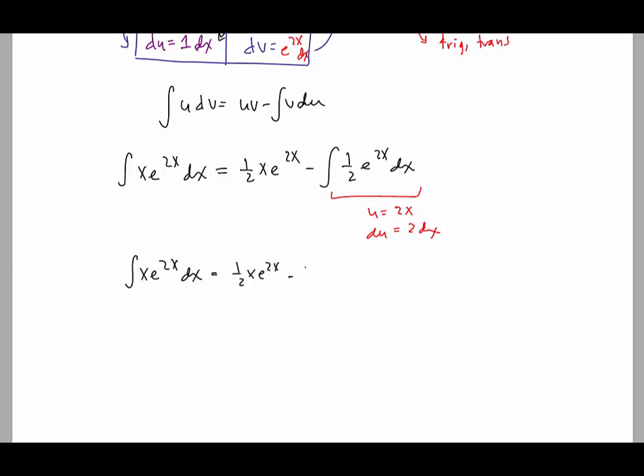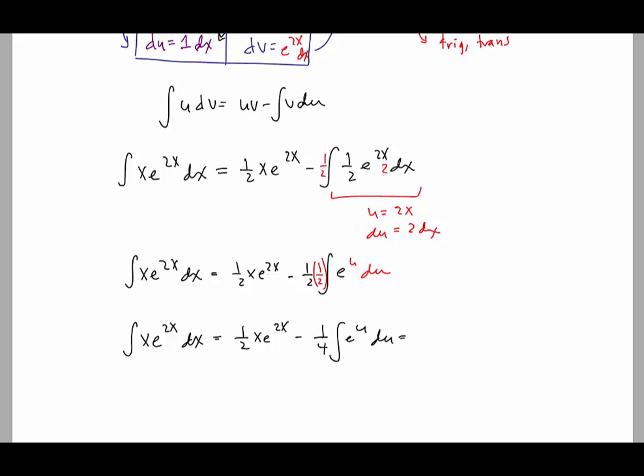I'm going to pull this half out front here. So I need a 2x, so I'm going to multiply by 2 on the inside, compensate with another half on the outside. So I'll write that here. And then this is e to the u du. So I have the integral of x e to the 2x dx is equal to 1/2 x e to the 2x minus 1/4 the integral of e to the u du.